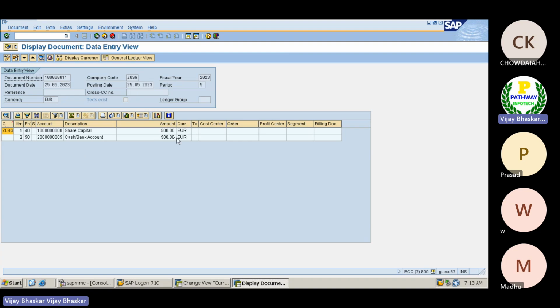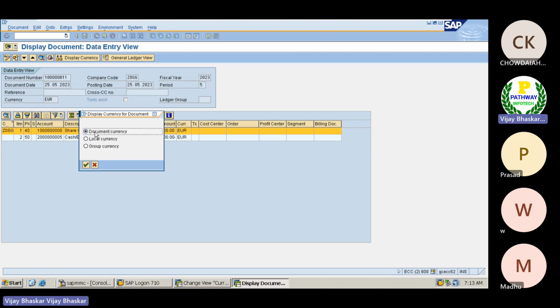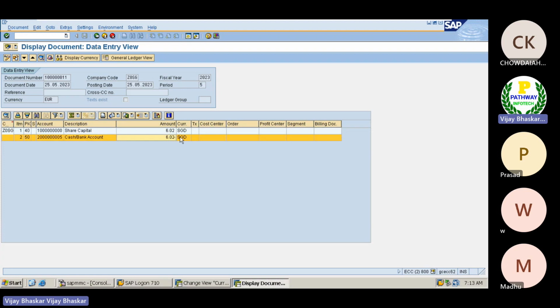You can see here, this is the EUR amount. Go to the display currency. Click on local currency. See now, this is your local currency. This is the amount which has been converted into your SGD currency. This is how we need to understand and how many ways there are to post a document into the system.